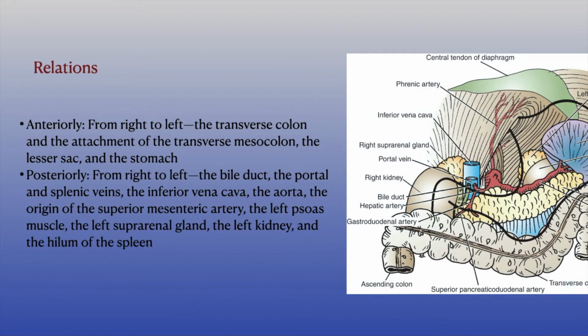The relations of the pancreas. Anteriorly from the right to the left are the transverse colon, the attachment of the transverse mesocolon, the lesser sac, and the stomach. Posteriorly from right to left, you have the bile duct, portal and splenic veins, inferior vena cava, the aorta, the origin of the superior mesenteric artery, the left psoas muscle, the left suprarenal gland, the left kidney, and the hilum of the spleen.